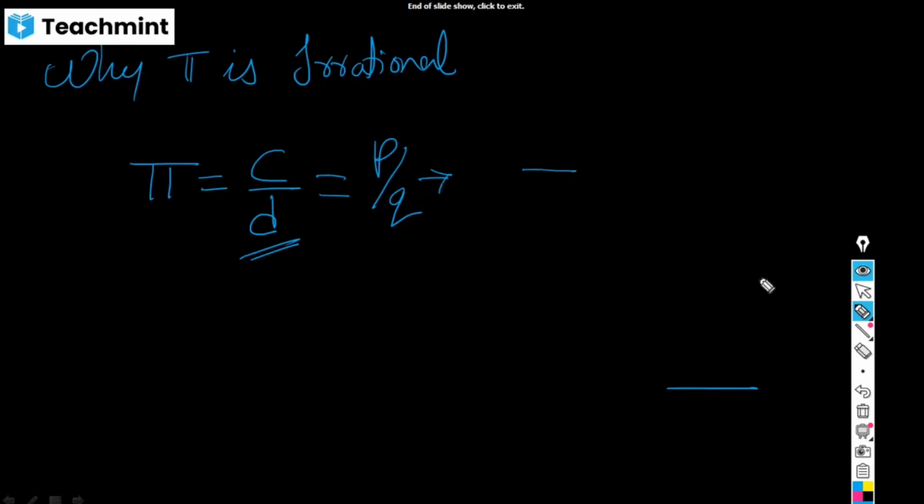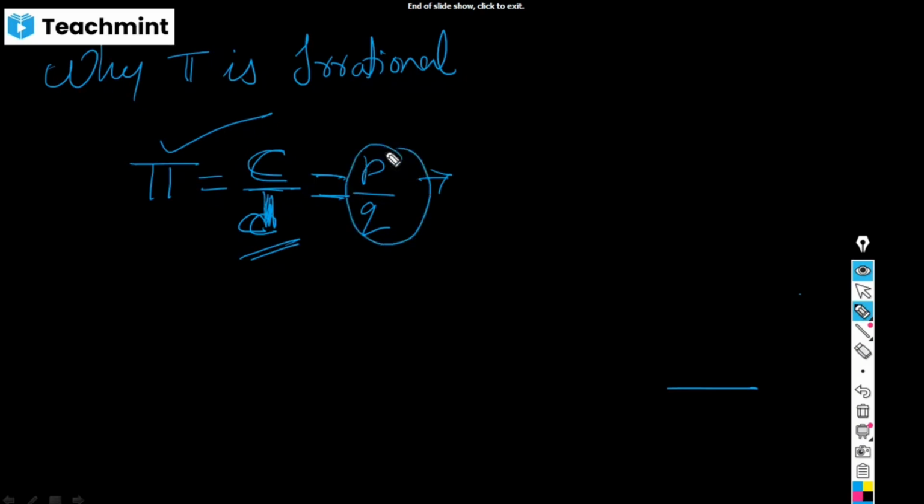What I told, pi is nothing but circumference by diameter of the circle. Agreed, everyone is agreed on that. But the question is, when you are able to write it in the form of p by q, c by d is nothing but written in the form of p by q. Then anything we can write in the form of p by q is nothing but a rational number.